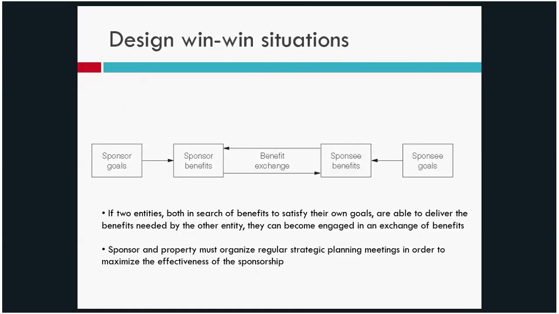When we design this property and sponsorship relationship, we want it to be a win-win. We want the sponsor benefits and the property benefits to be an exchange. So we want to organize strategic meetings so that, and here it says sponsory, I like property a little bit better to me, so sponsor and property reach those goals.